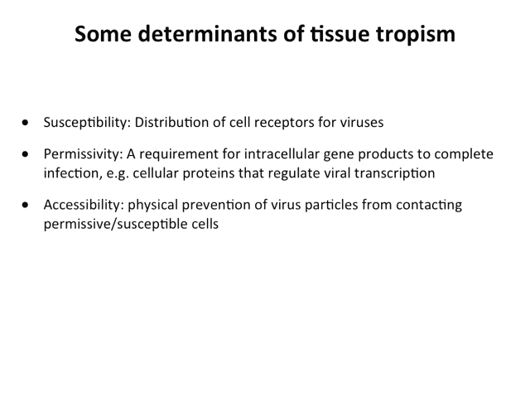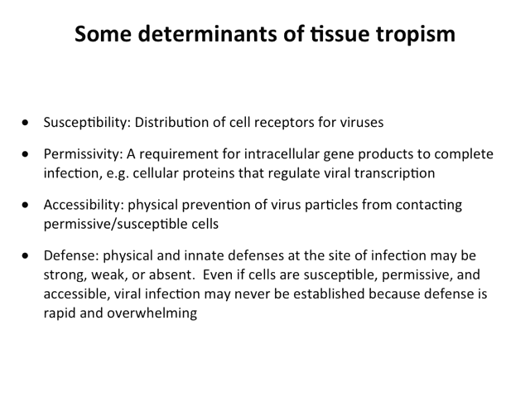Accessibility is also important. The virus has to be able to reach the cells that are both permissive and susceptible. It may contact cells that are not, and that doesn't do it any good. And the host defenses. So these all combine to determine tropism. Physical and innate defenses at the site of infection will determine whether the virus is able to replicate there or not. So even if you have cells with receptors that are permissive and can be accessed by the virus, it may not replicate because the defense really is very efficient at preventing infection.